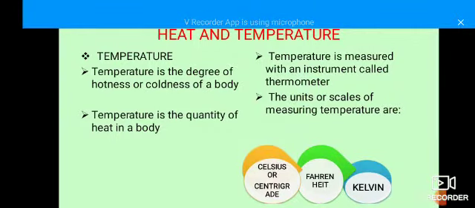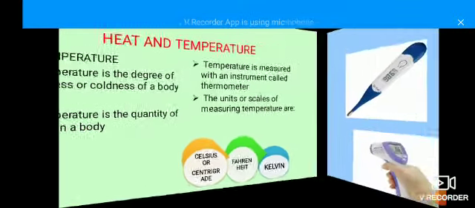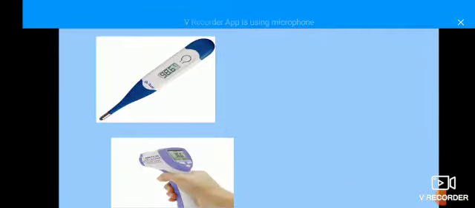Now, we measure temperature with an instrument called a thermometer. Can we take a look at this? Can you tell me what we have on the screen? The first one looks like a pen, and the second one looks like a pistol, a gun. I believe some of you are familiar with these pictures. These are examples of thermometers.